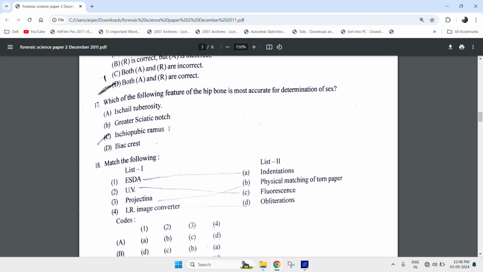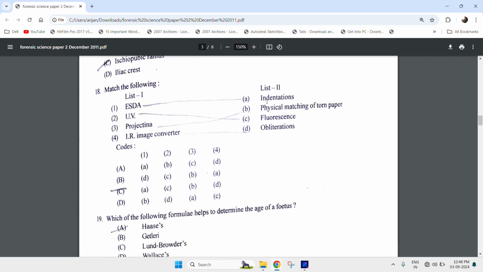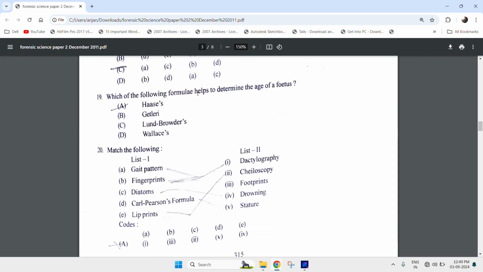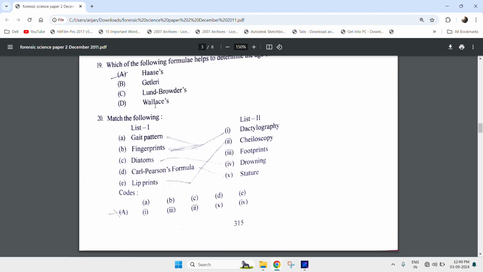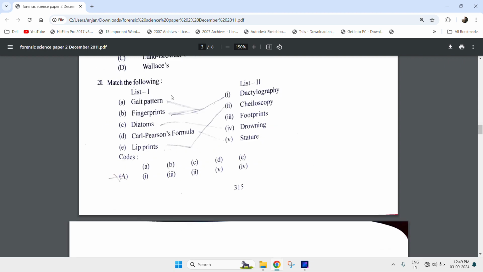Ischio-pubic rhombus, PSDA, indentation, UV fluorescence, Projectina, physical matching of torn paper, IR image conversion, obliteration. Which of the following formulas helps to determine the age of the fetus? Say. Now match the following gait pattern.